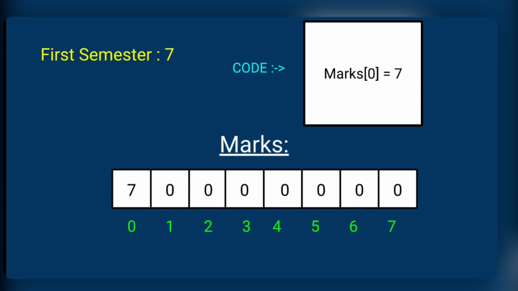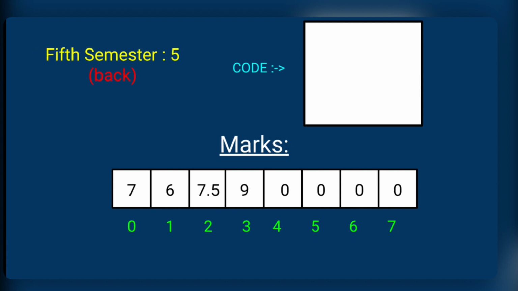Now suppose I got 6 GPA in semester second. I would similarly put it in the marks array. Marks at 1 is equal to 6. And we'll continue doing so. But in semester 5th, I failed an exam. And this semester, my GPA is low, like 5. And I have a back subject now, but still we will fill the box with 5.